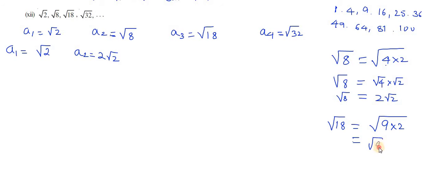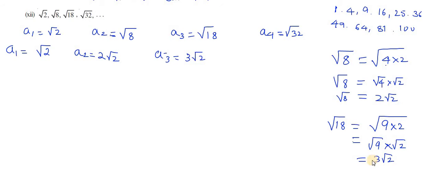Square root of 9 into square root of 2. What is square root of 9? Square root of 9 is nothing but 3, and this is square root of 2, as it is. So therefore a3 is equal to what? a3 is equal to 3 root 2. Instead of writing root 18, I have written it in the simplest form.